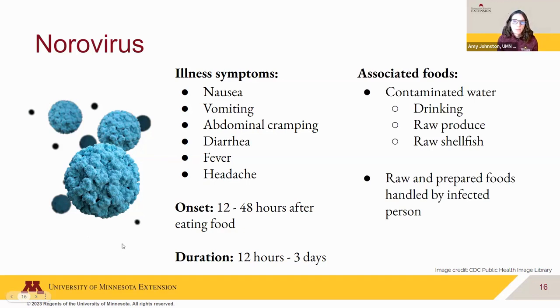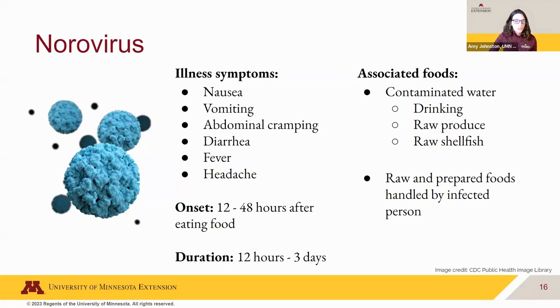Norovirus can contaminate foods in two different ways. First is if a water source becomes contaminated, and then that water is used for drinking, growing, or washing raw produce. Also, if the water where shellfish live is contaminated and that shellfish is harvested and then eaten raw, the virus can make people sick.